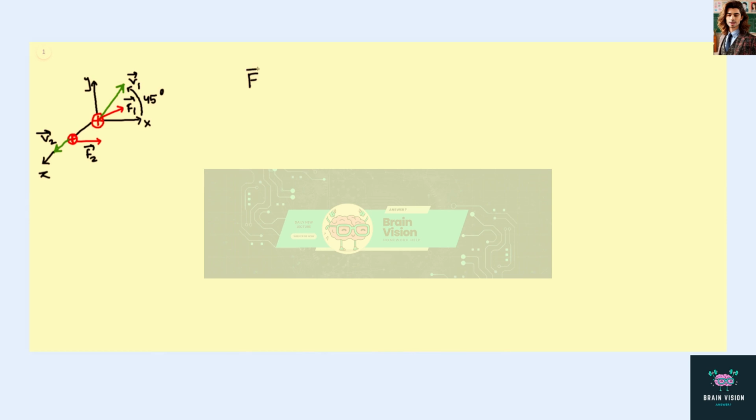So we know that the magnetic force is given by q times the cross product of velocity and the magnetic field. This says that the force vector is perpendicular to the velocity and the magnetic field.